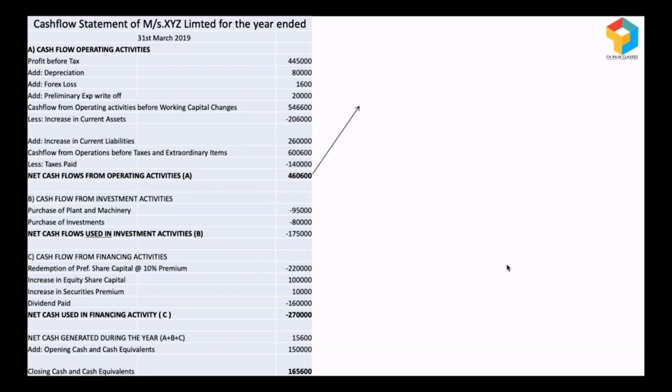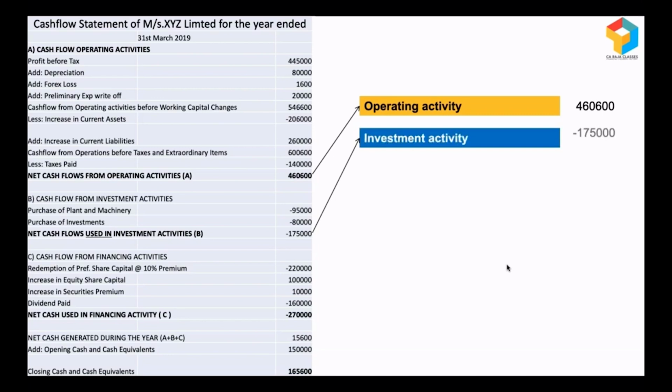Look at this cash flow from operating activity. It's a positive figure of 4,60,600. Look at this investment activity. It is a negative figure of 1,75,000. So the positive figure of 4,60,600 from operating activity means they've run their business for one full year, and from operations they've made a positive cash.